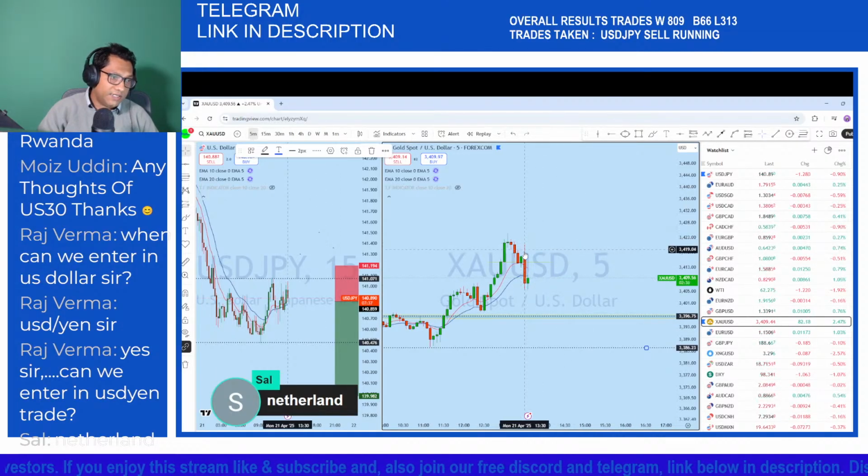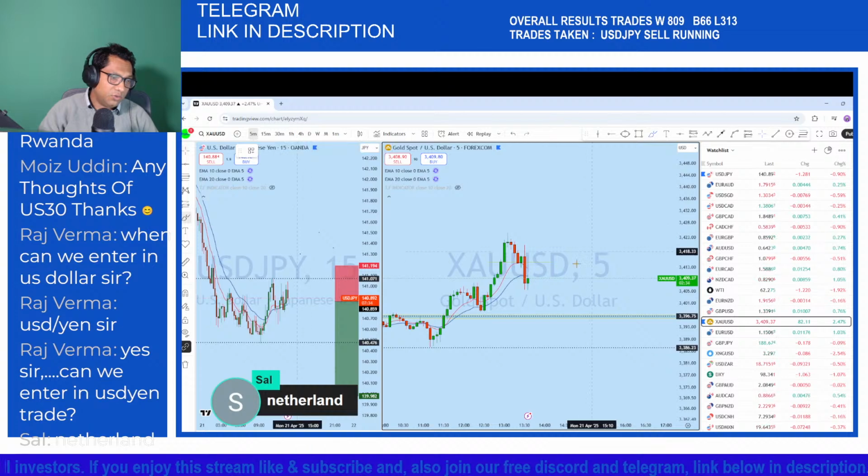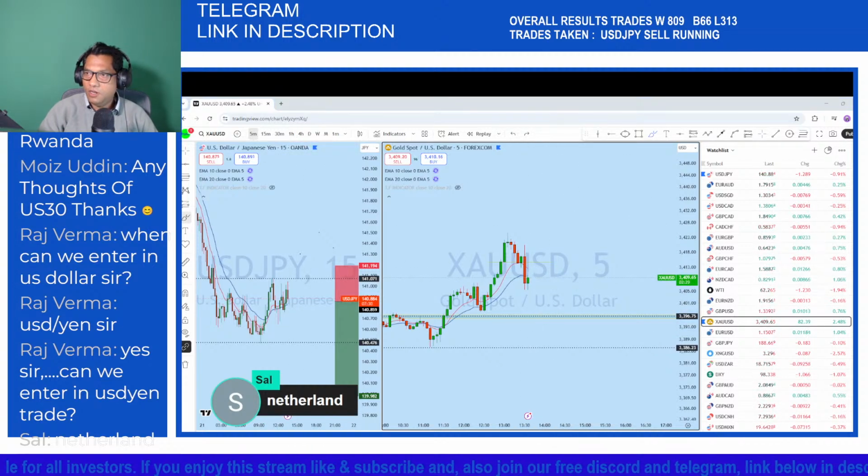Gold, we can see there is a rejection, but still would like to see it coming back to that support, and then we will be entering into the trade.